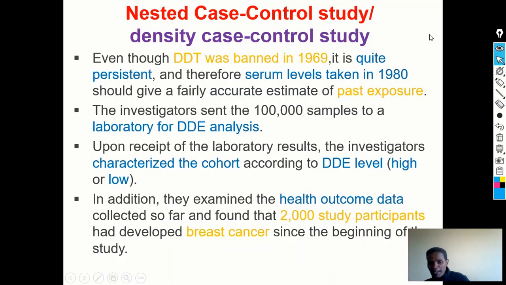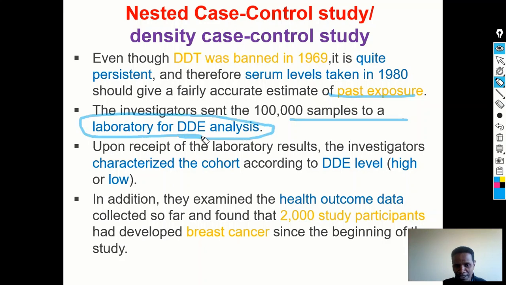Now look over here. Even though DDT was banned in 1969 in America, it is quite persistent, and therefore serum levels taken in 1980 should give a fairly accurate estimate of past exposure. So that has already been suggested. So the investigators sent the 100,000 samples to the laboratory for DDE analysis. Okay, now the problem is here. How do they analyze 100,000 samples for DDE?